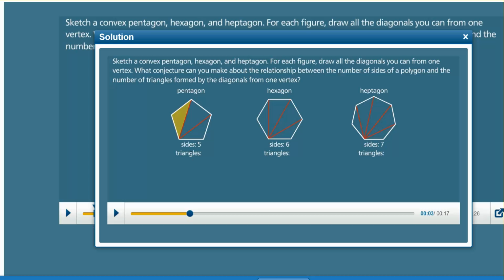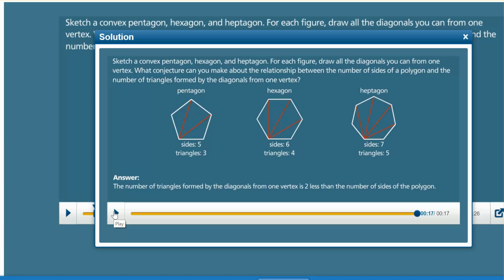So in a pentagon, there were 5 sides. How many triangles are made when we draw in the diagonals? 3. In a hexagon, it made 4 triangles. In a heptagon, it made 5 triangles. So what conjecture can we make? How many triangles are there compared to how many sides there are? So in a 5-sided figure, we had 3 triangles. In a 6-sided figure, we had 4 triangles. And in a 7-sided figure, we had 5 triangles. So what is your educated guess?